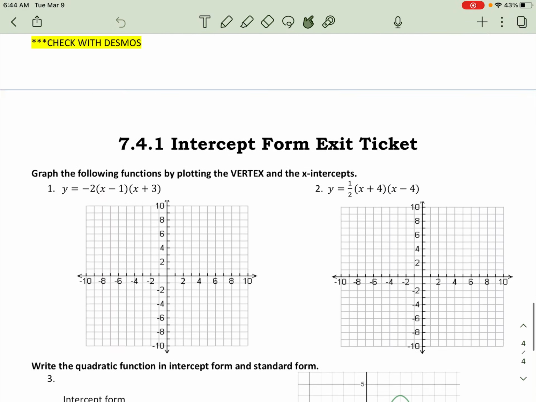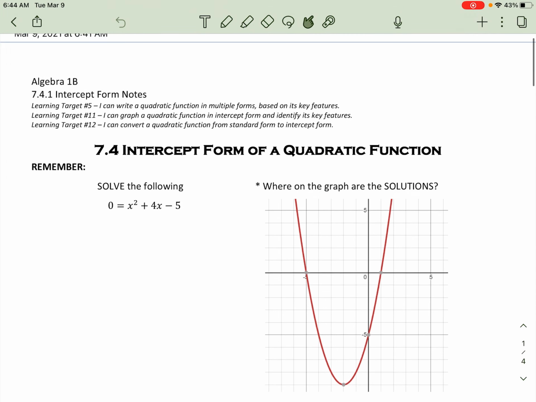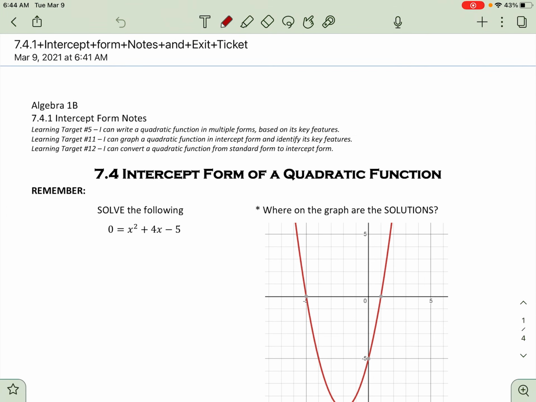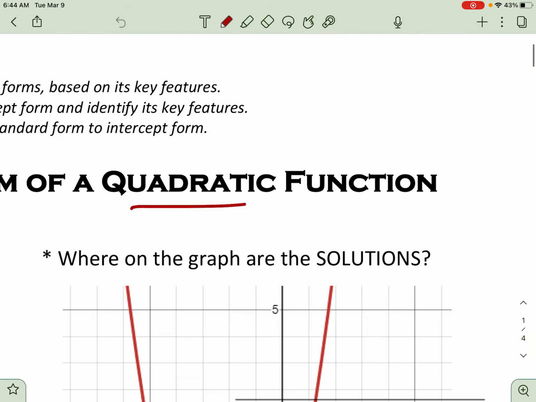You'll have the exit ticket, and you'll complete that for homework. But prior to that, we'll talk about what intercept form looks like. So as you noticed, and as I talked about previously, Unit 7 is all about graphing quadratic functions. And quadratics are anything with the highest exponent of 2, right?